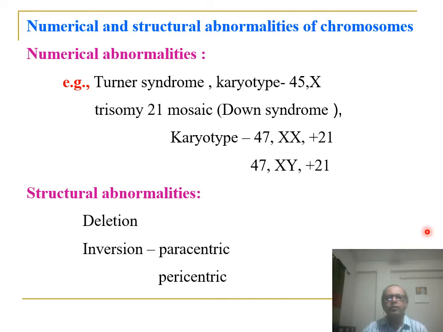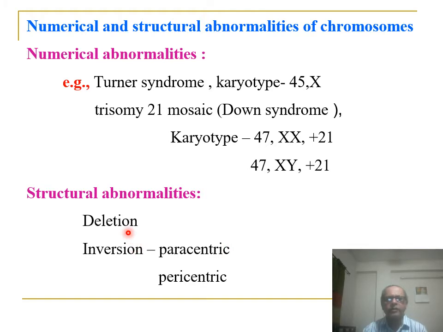We know that there are numerical and structural abnormalities of the chromosome. At first, we will go for numerical abnormality. An example is Turner syndrome, that is karyotype 45,X, where one sex chromosome is absent. Trisomy 21, that is Down syndrome, has karyotype 47,XX,+21 or 47,XY,+21. Here chromosome number 21 is present in three copies, so there are 47 chromosomes.